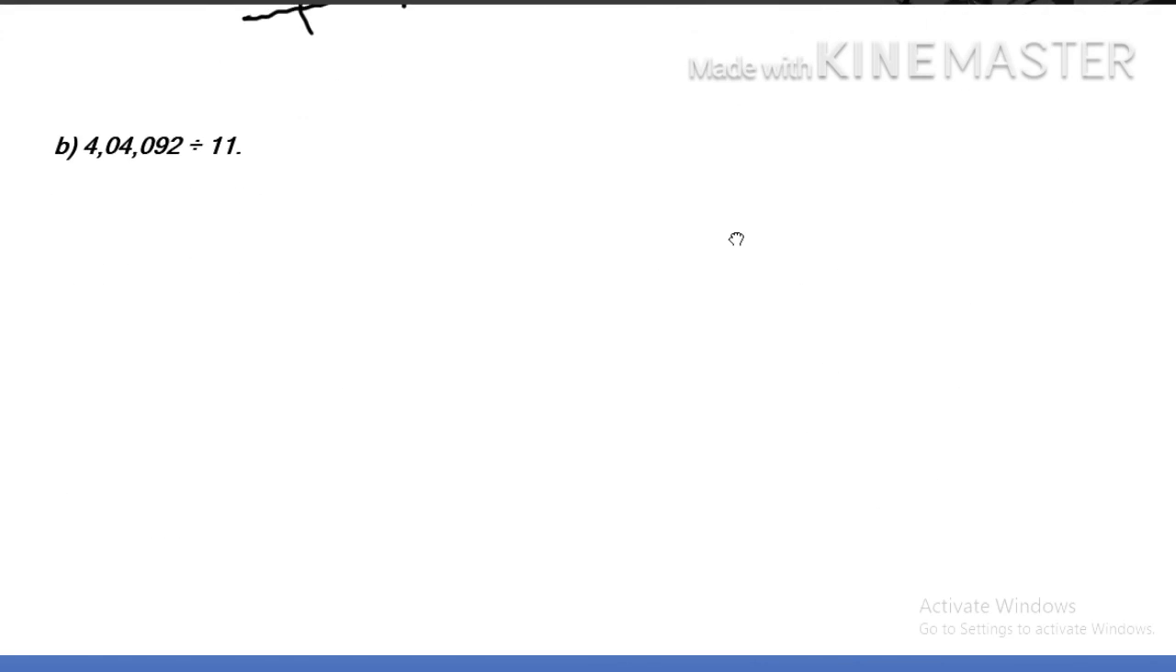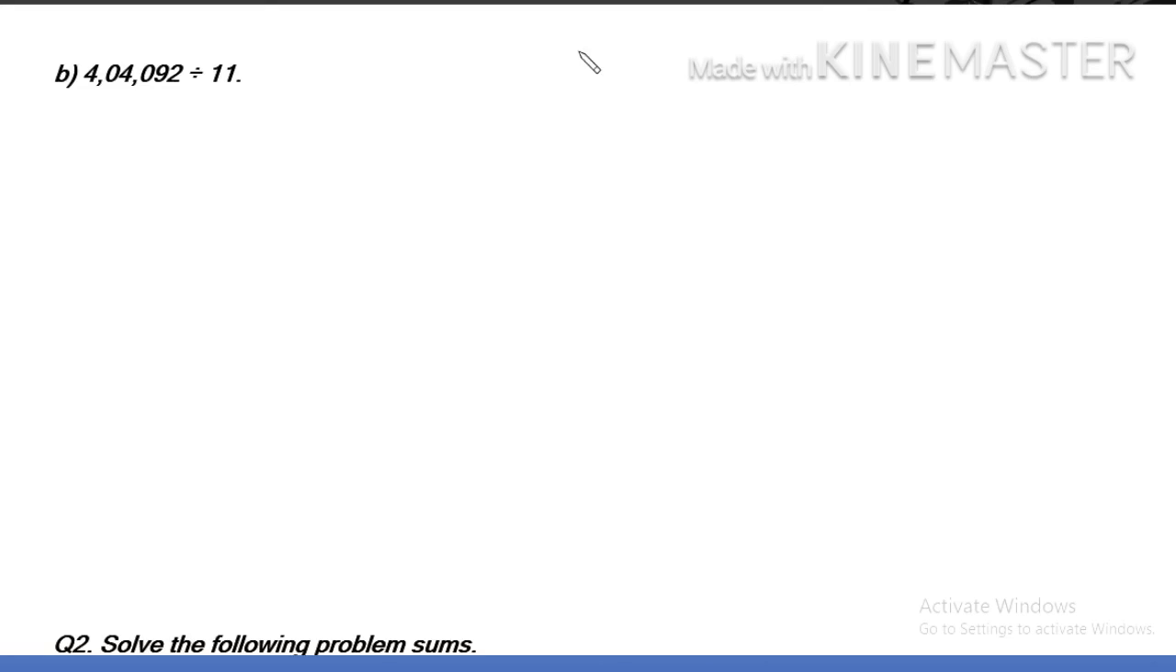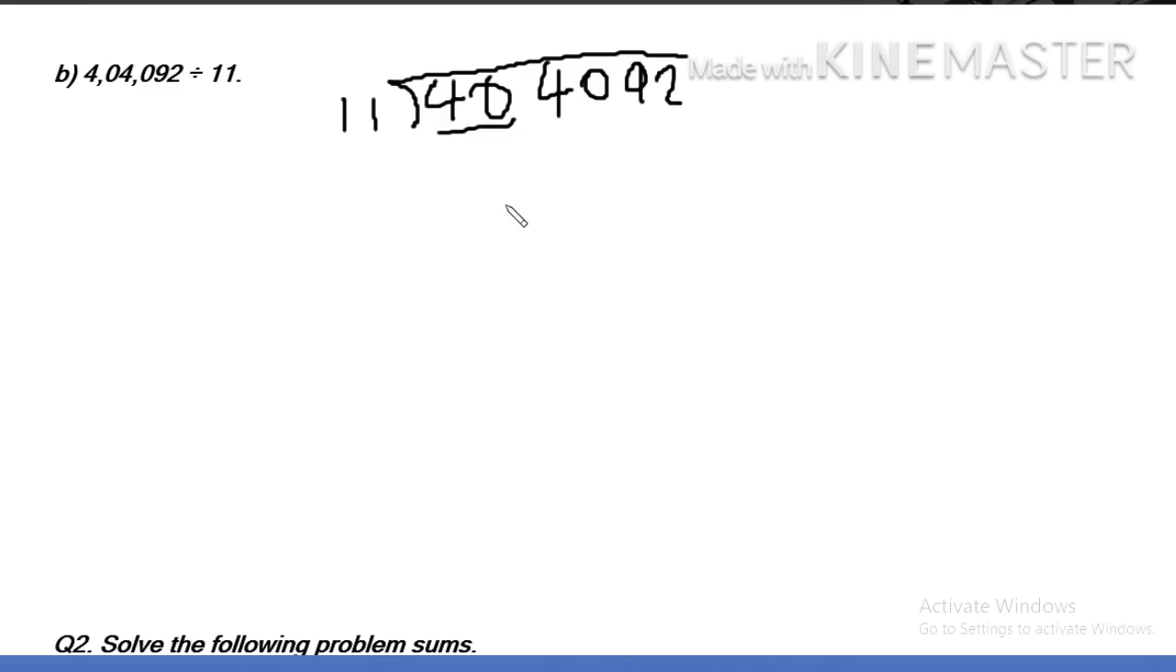Then our second question is we have to divide. 4,04,092 divided by 11. So let's do it. Let's write 4,04,092 by 11. So 4 is smaller than 11, so we have to take the whole 40.